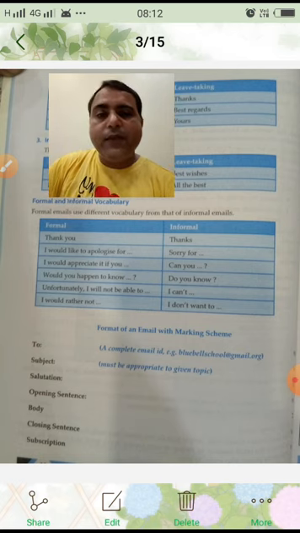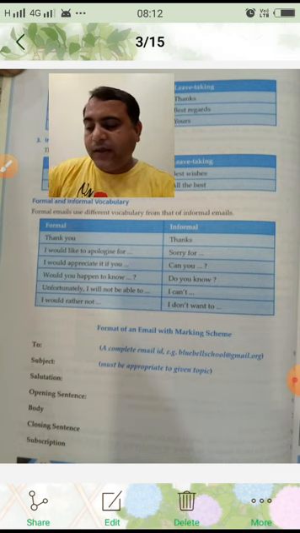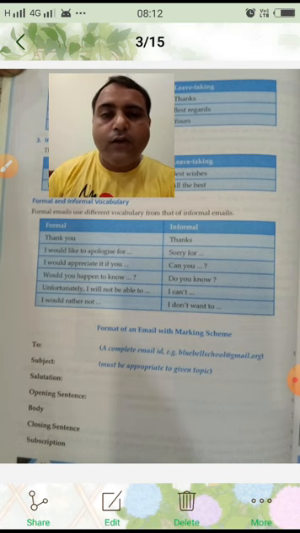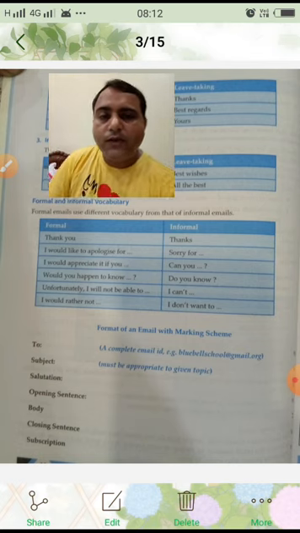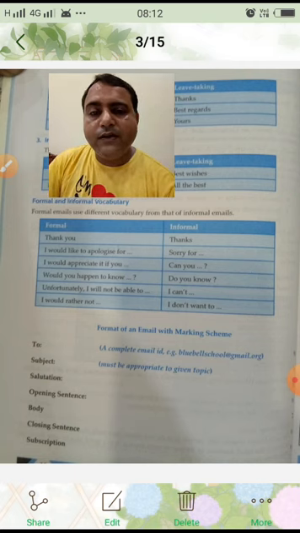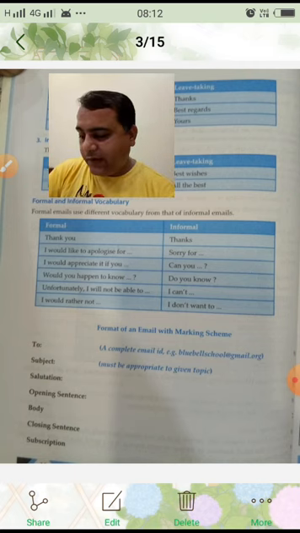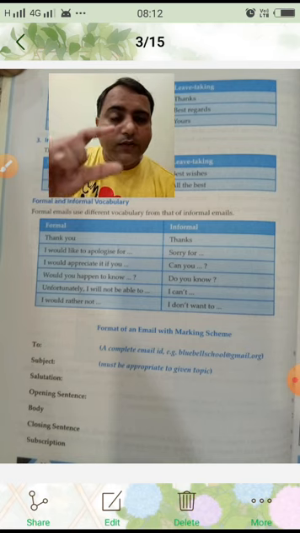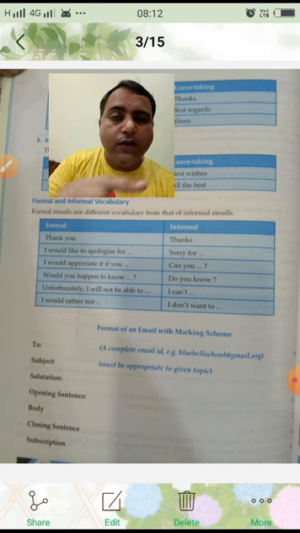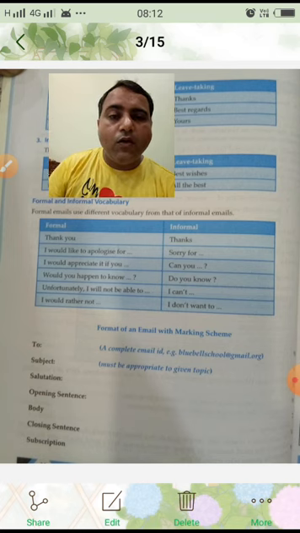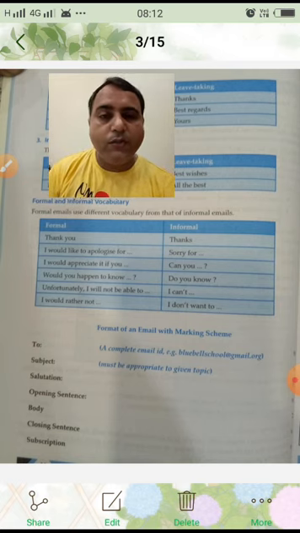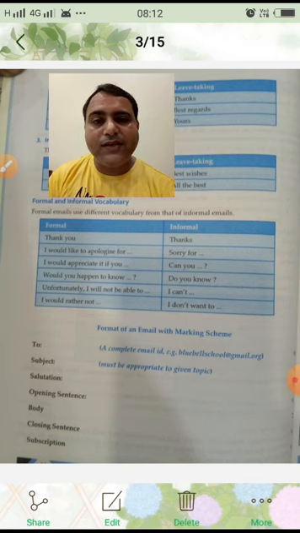Then after this, the opening sentence. The opening sentence is how you start writing the body part of the email. That is also very important, and for the opening sentence you get half marks. Then the body, that is whether you have included all the important points related to the subject or not. That makes the body part of the email, and for this you will get 2 marks. Then after this, the closing sentence.